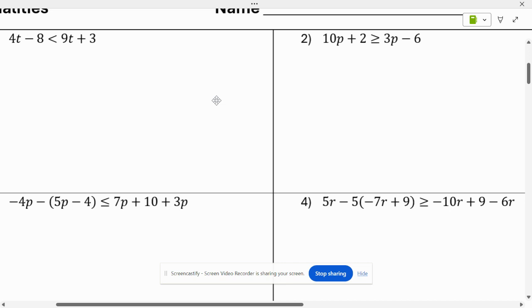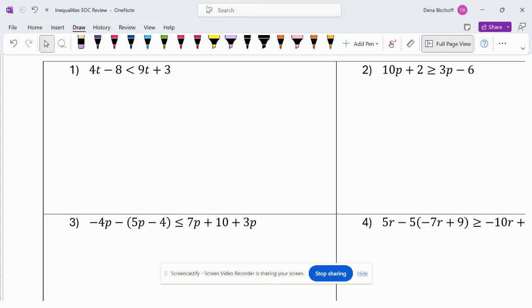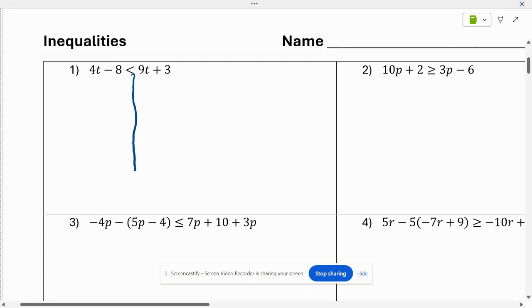Than your Delta Math. So inequalities, let's see. Solving an inequality is exactly the same as solving the equation with one exception. What is the exception? Any ideas? There's one rule for solving inequalities.